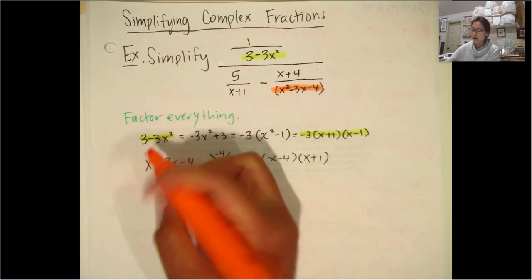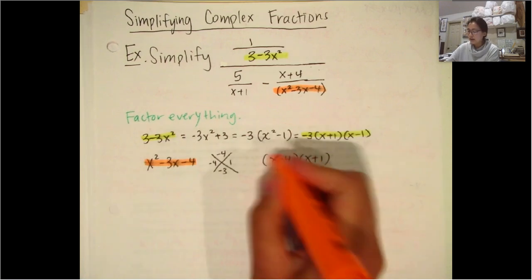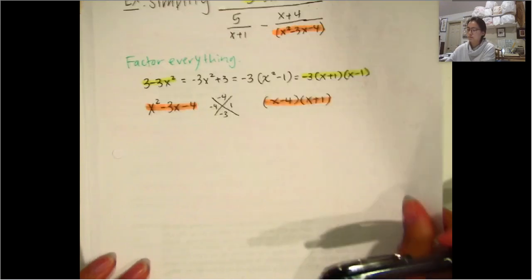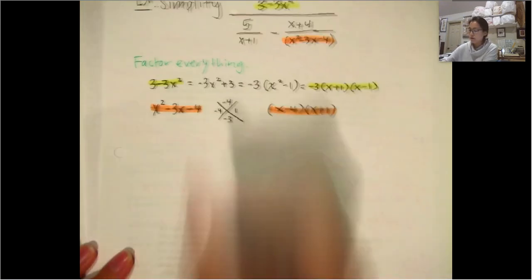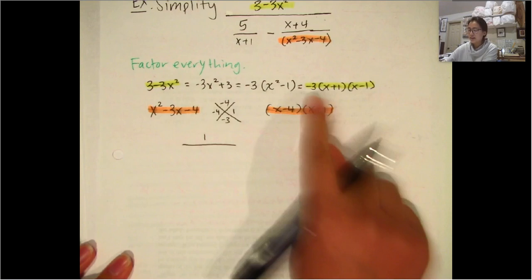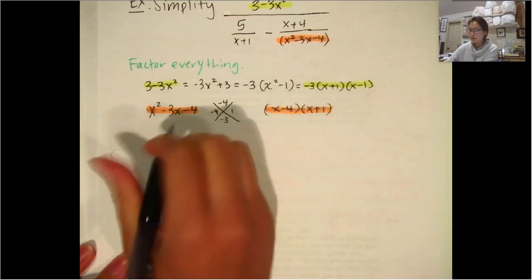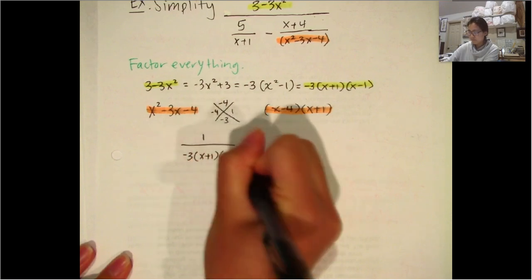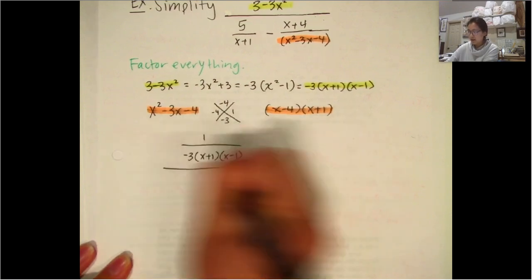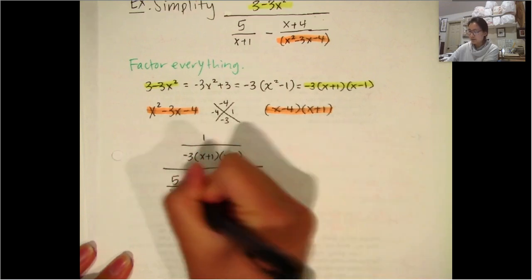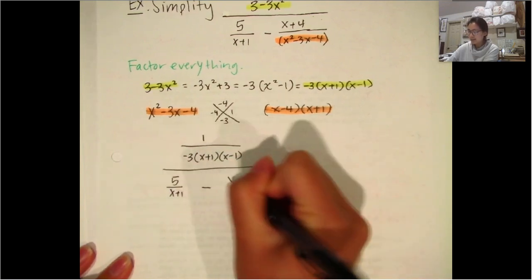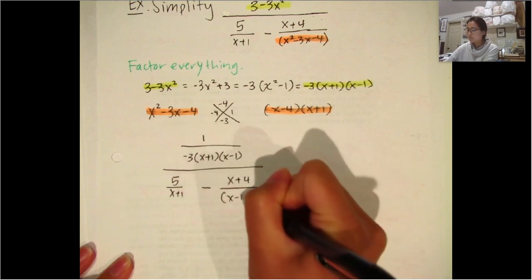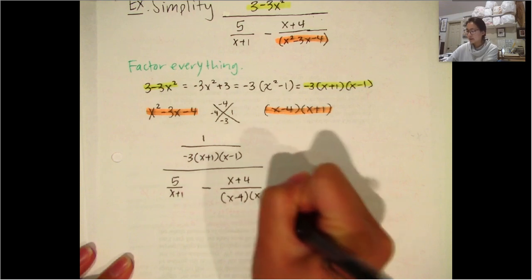So we'll rewrite the entire fraction with this and this incorporated. So we have 1 over negative 3 times x plus 1 times x minus 1, divided by 5 over x plus 1 minus x plus 4 divided by x minus 4 times x plus 1.